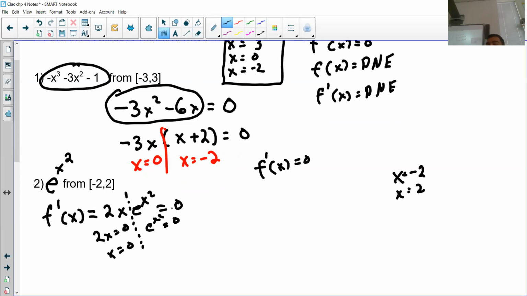Now is e to the x squared, is there any way to make that 0? Is there any exponent you can plug in to make any number a 0? No, because 1 would just make it itself, so that would just be e. If you plugged in 0, it would be a 1, so that doesn't work. So there's no number that can make this work. So the only number that causes this to be 0 is x equals 0.